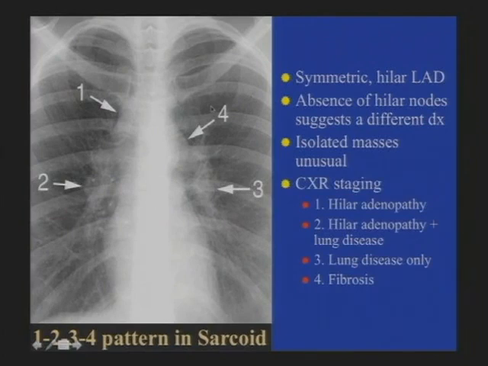And you can memorize this stupid staging system, which is based upon chest x-ray, where you have hilar adenopathy by itself as stage 1. What's the importance of the staging system is that as you go from stage 1 to stage 4, the chance of it regressing spontaneously without treatment decreases. So at stage 1, about 90% regress without treatment. Stage 2 is a combination of hilar adenopathy and lung disease. Stage 3 is lung disease by itself, and stage 4 is fibrosis.